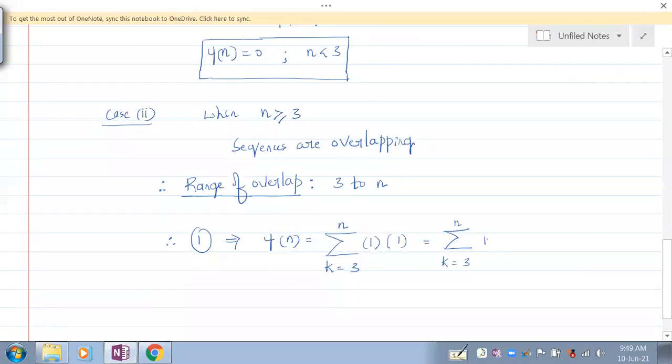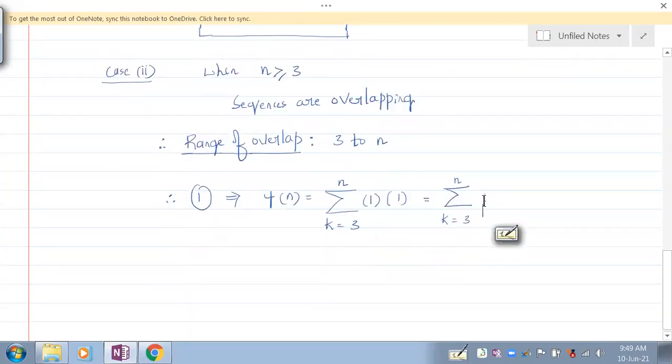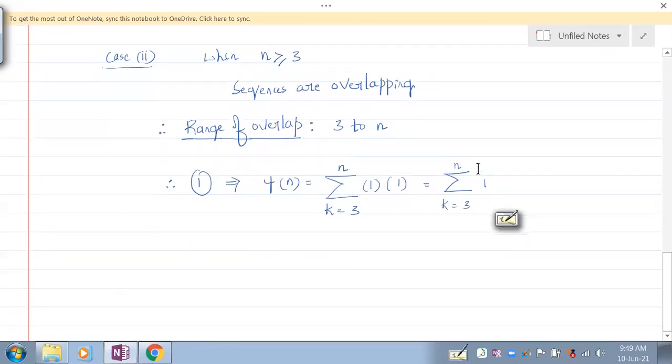Now, what is the sum that we have obtained? How many ones are there if we add from 3 to n? Anybody? Okay, n minus 3. That is one answer. Let me keep that here. N minus 3 ones are there. If I add this one from 3 to n, I'll have n minus 3 times 1.